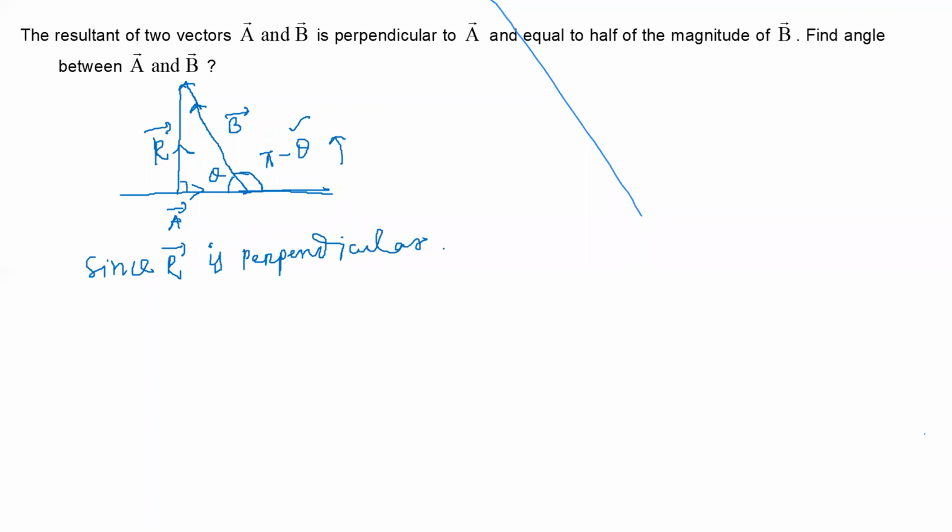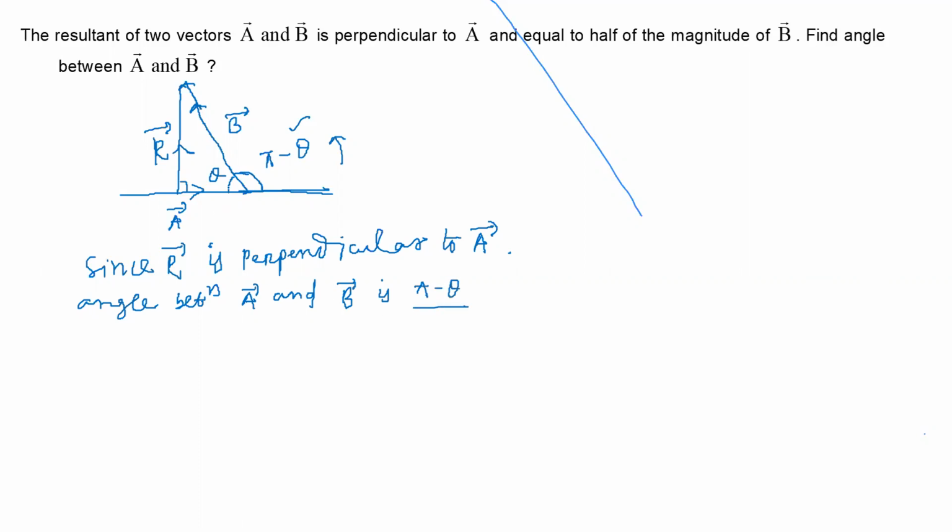R vector is perpendicular to A vector. The figure shows three vectors A, B, and R. So the angle between A and B is pi minus theta. The angle between A vector and B vector is pi minus theta.